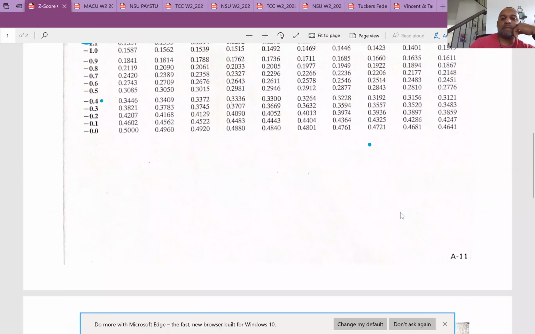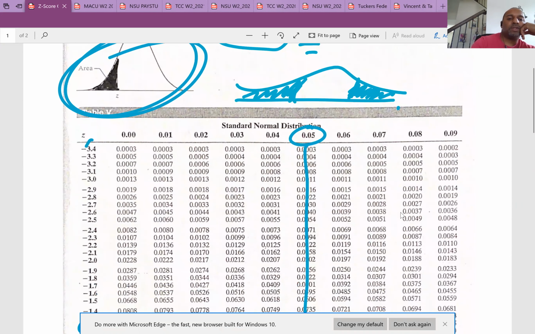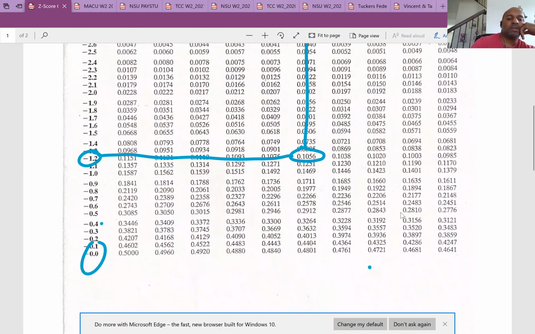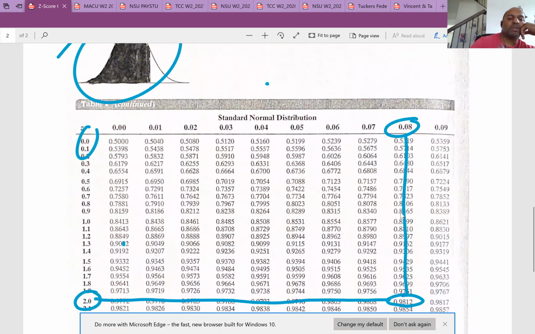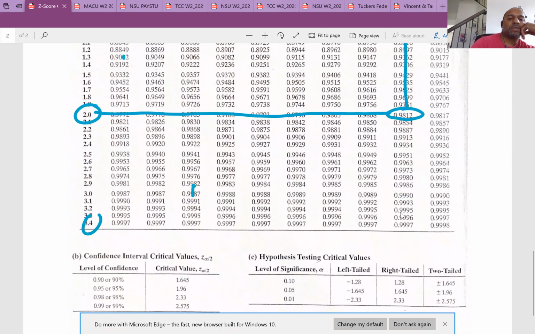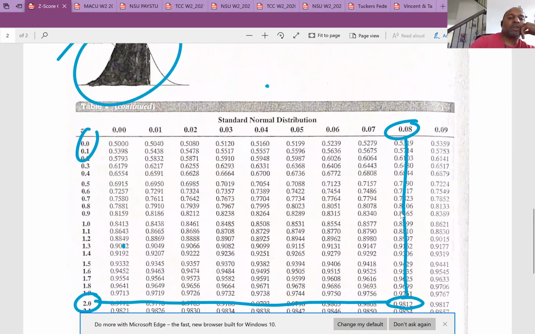So here's the chart. You're going to have a negative side, which starts off with negative 3.4 and goes down to 0. And then you have a positive side, which goes from 0 to positive 3.4. So that's what the 2 pages are: you have your negative and your positive. Now we're looking for positive.